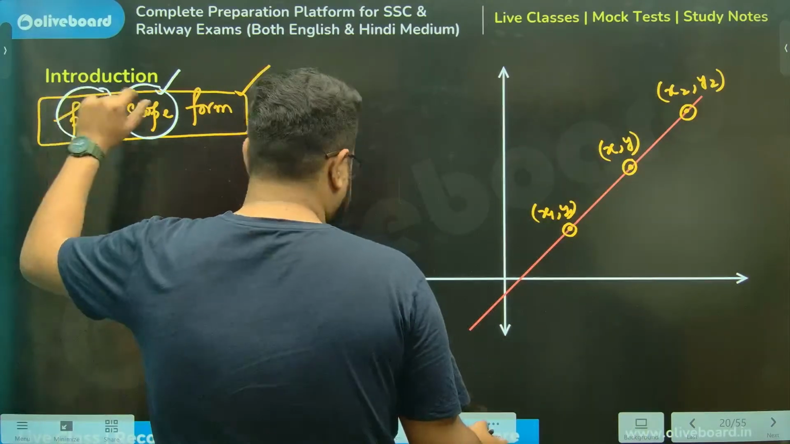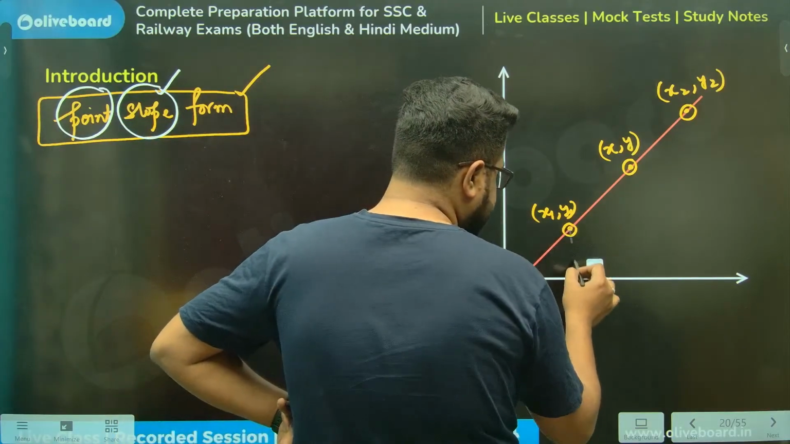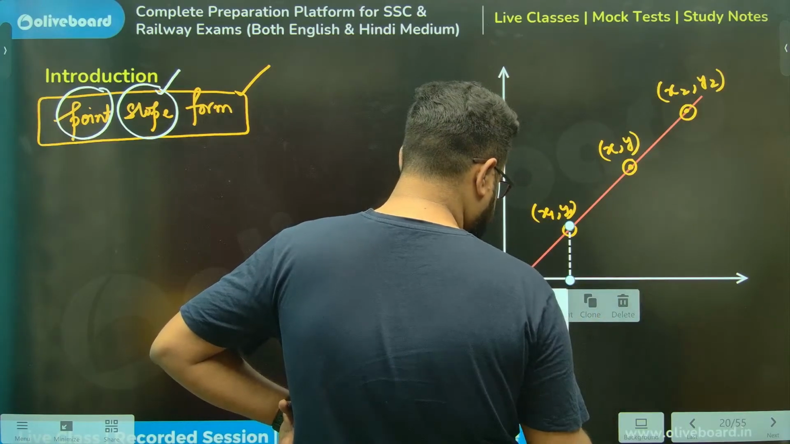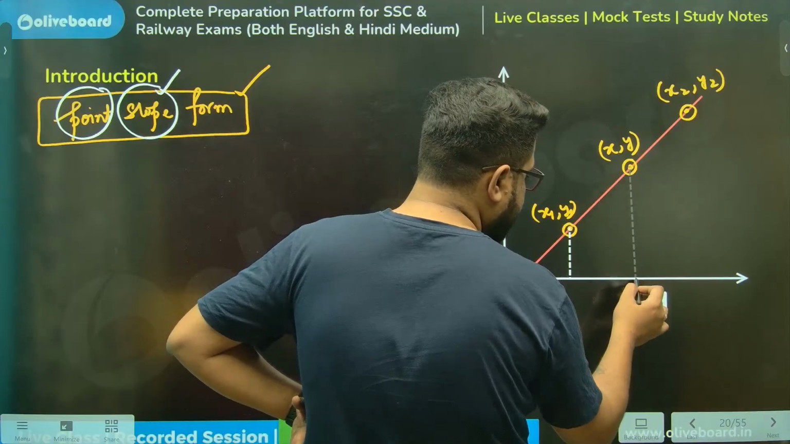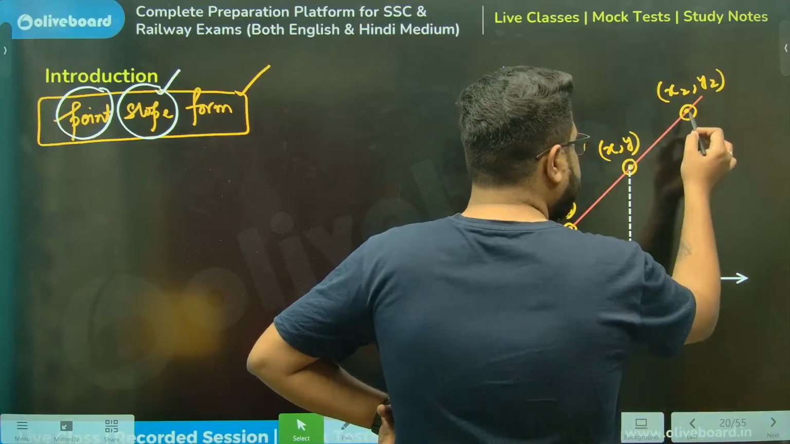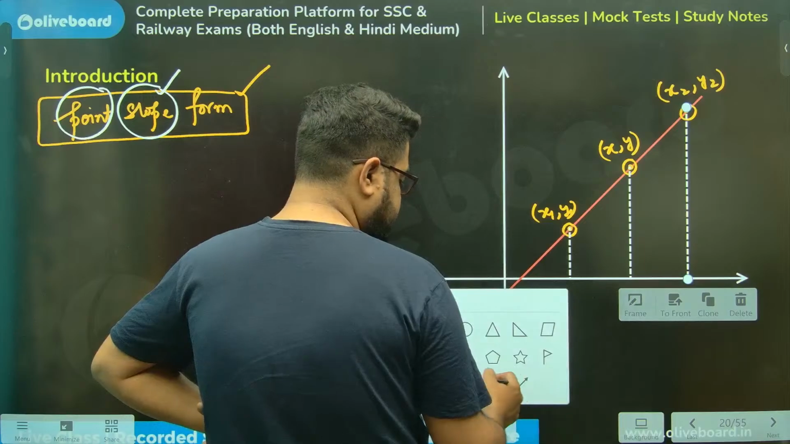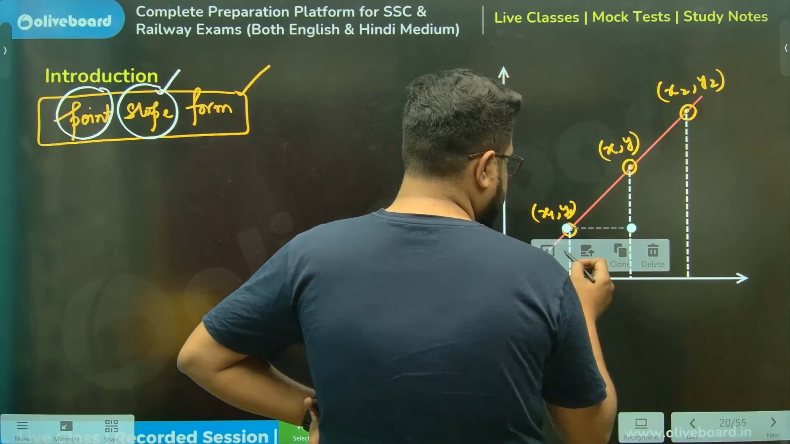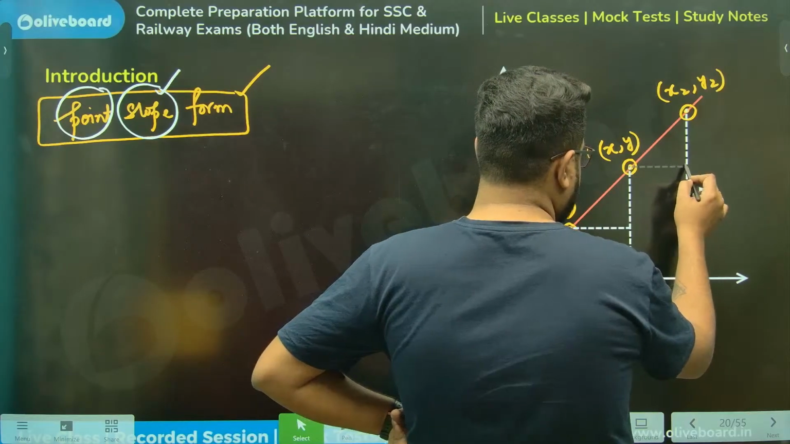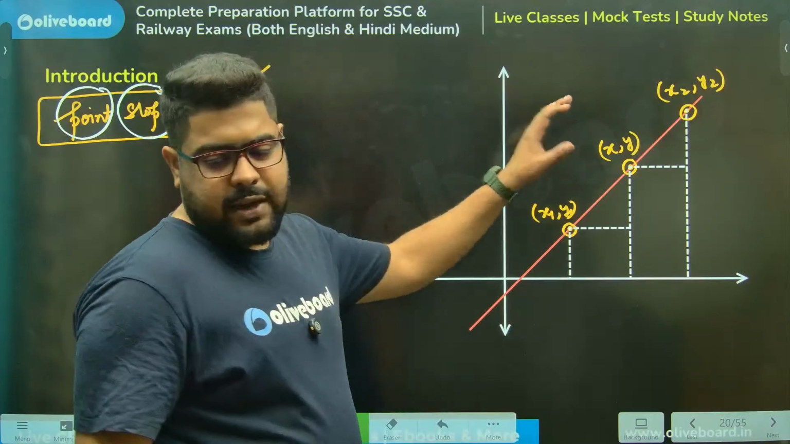Now, for this one, I don't really require many things. This one, this one, this one. Also, sir, this one, this one. Okay. So these are few things I've drawn.